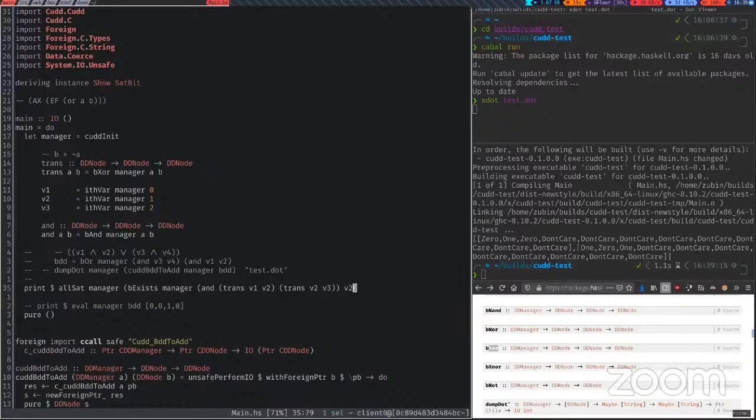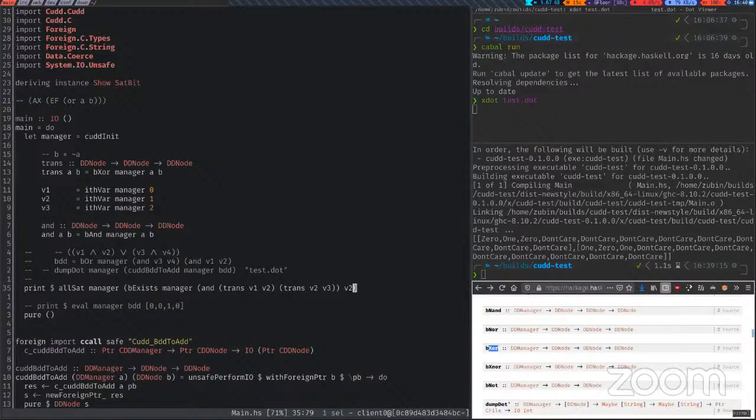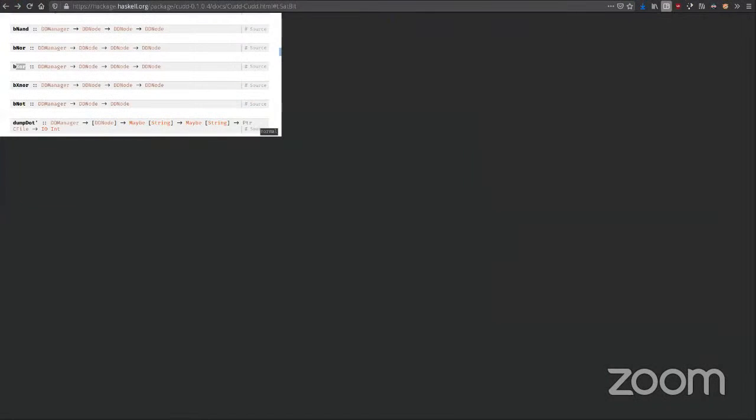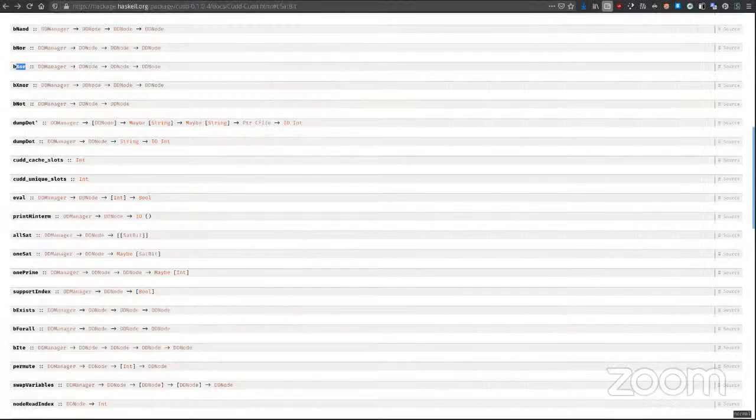And actually, don't you need to specify the number of nodes also, the size? No, I don't think so. No, you don't. Okay. Whenever you create a new node, you have to tell the manager that you've created a node. So every time you create a node, you have to tell the manager in C that you have created this node. Okay. Go ahead.